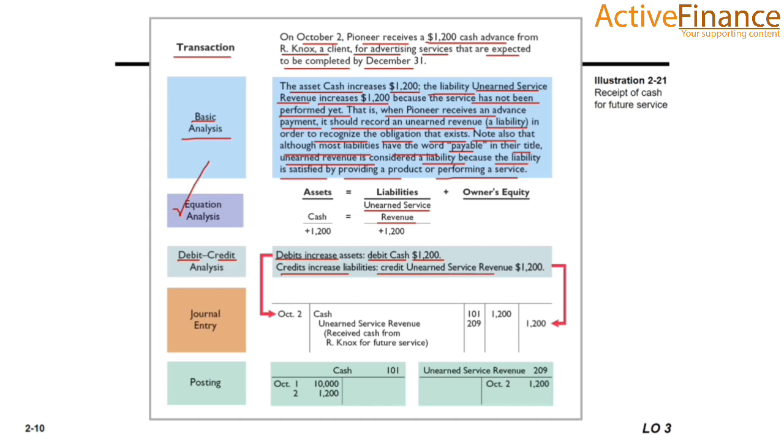So here in the journal entry, we will provide the date and cash increased. This is the account number, and we will record it on the debit side, and unearned revenue we will record on the credit side.